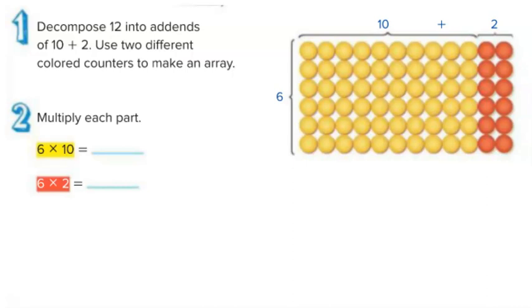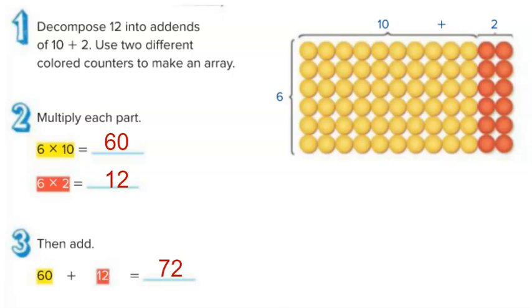And then we're going to multiply each part. So first, what is 6 times 10? Well, 6 times 10 is 60. And then we're going to multiply 6 times 2. And 6 times 2 is equal to 12. So now, once we found those two products, the next step is to then add 60 plus 12. And I know that 60 plus 12 is equal to 72. So therefore, 6 times 12 is equal to 72.